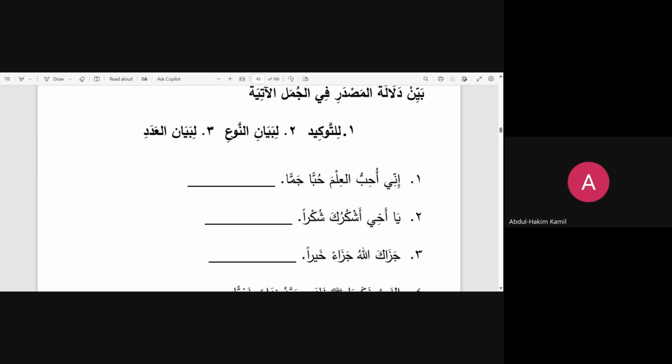If somebody says Jazakallahu khairan, it's a description. It's described, and if the description is a fatah, there's something that it's describing. It is also mansubah. Jazakallahu jaza'an khairan.